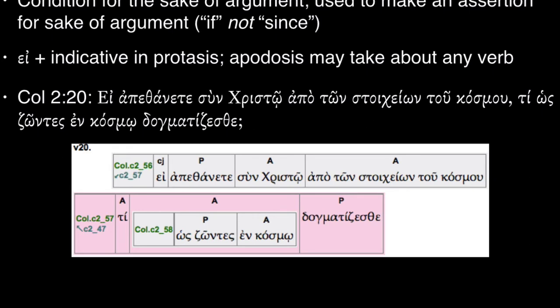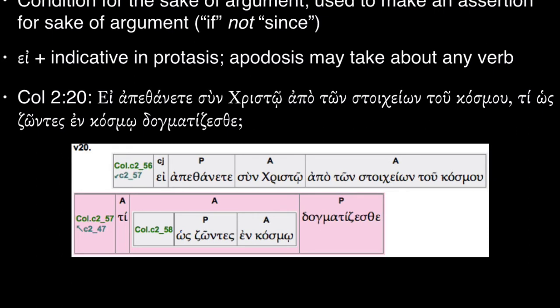Now, roughly or woodenly glossed, it's "If you died with Christ from the basic principles of the world," and then he switches over to a question, "why, as though you are living in the world, do you submit to its dogmas, its rules?" Now, if you were to gloss this as "since," you could say that makes some sense. "Since you died with Christ, then why do you do this?" Well, that's true, and that would be fine in this particular instance.